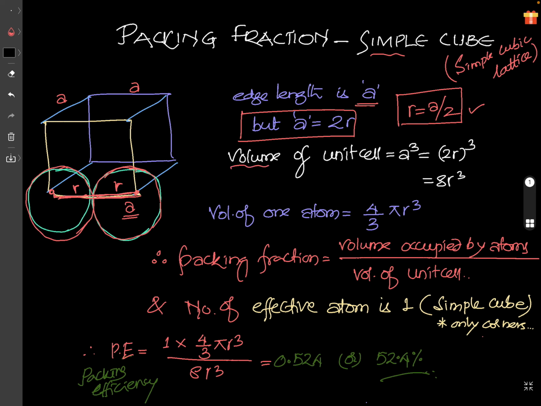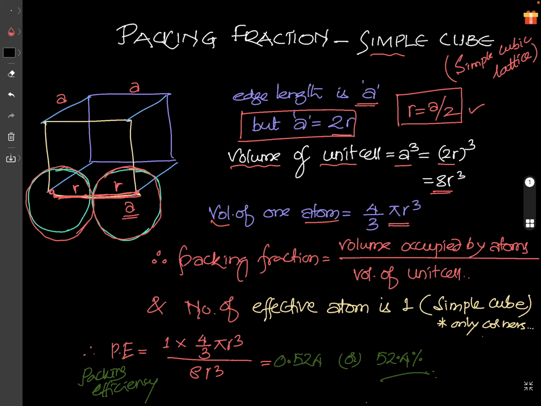As we know, volume of unit cell is equal to height into width into length, that is A into A into A, that is nothing but A cube. In place of A we can write 2R, so 2R whole cube, that is nothing but 8R cube. And volume of one atom is 4 by 3 pi r cube because we consider atoms as spherical. So volume is 4 by 3 pi r cube.